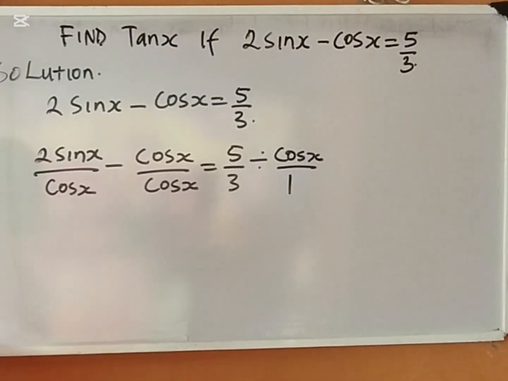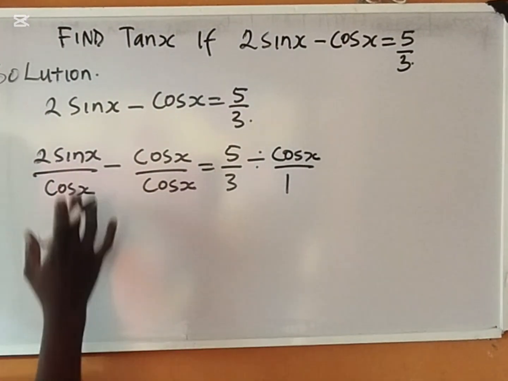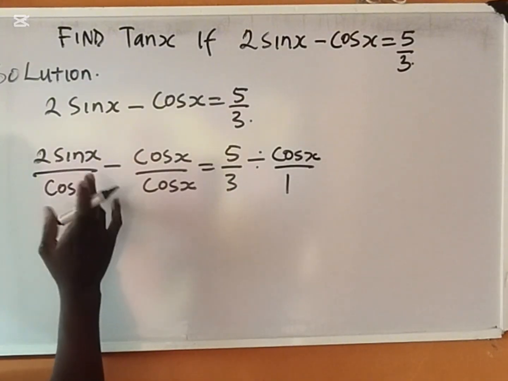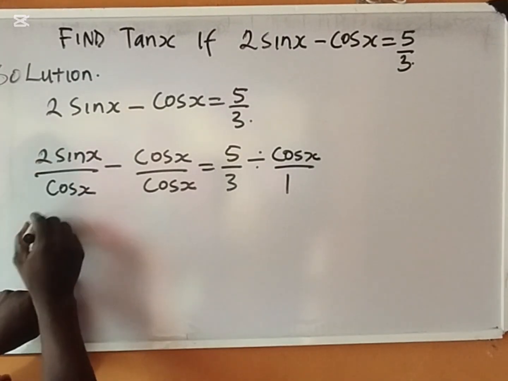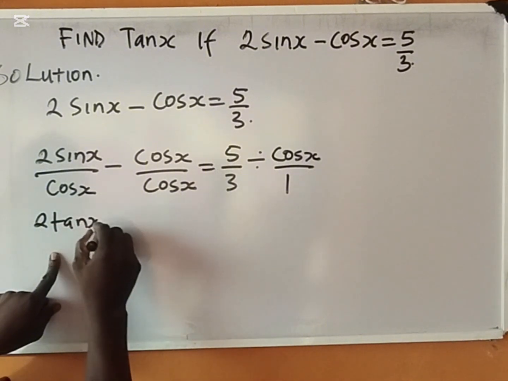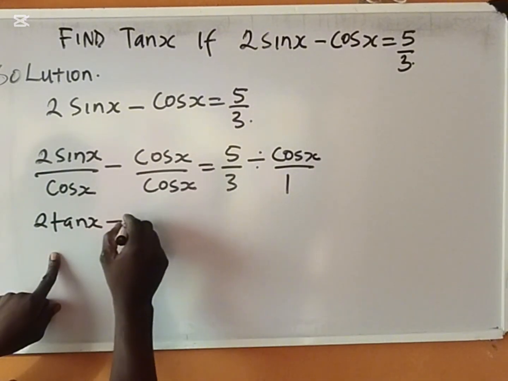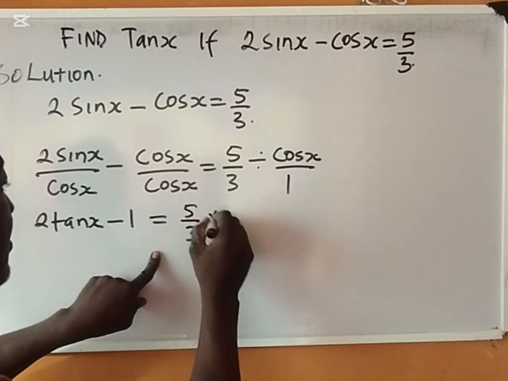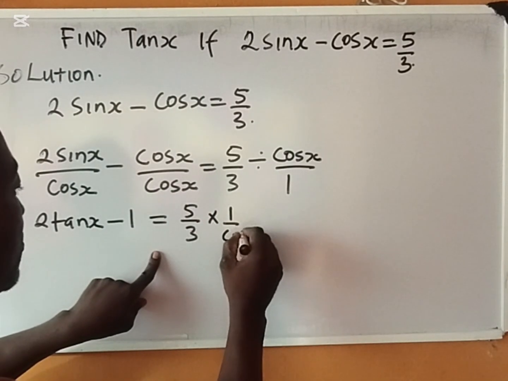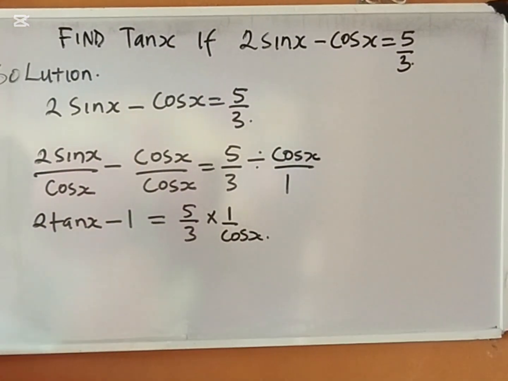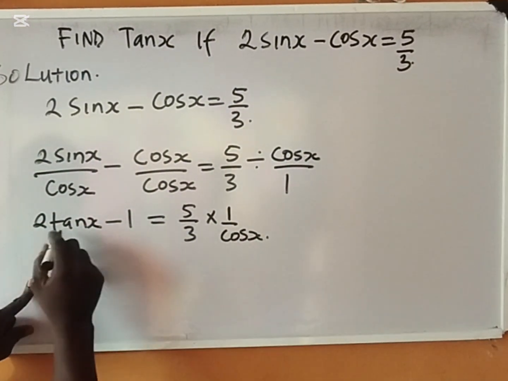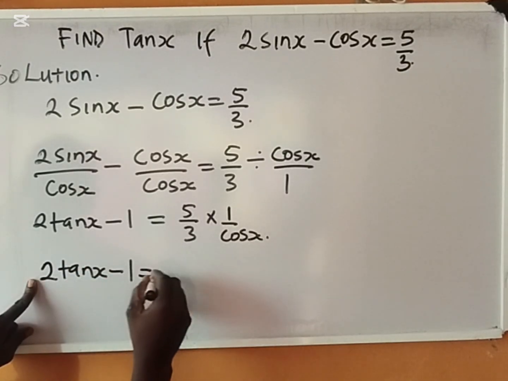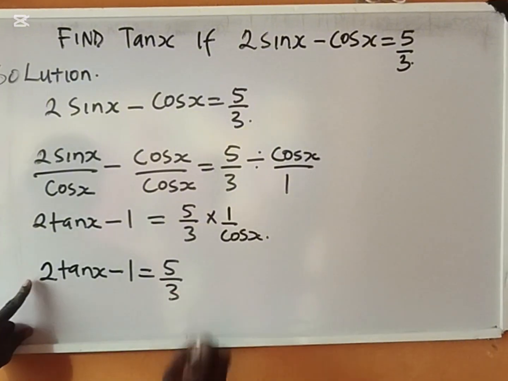When we get to this point, this is the first trigonometric identity we are going to apply. Sine x over cos x is tan x. So this becomes 2 tan x. Cos x over cos x is 1. This is equal to 5 over 3 times 1 over cos x. We'll write this equation again. We'll have 2 tan x minus 1 is equal to 5 divided by 3.